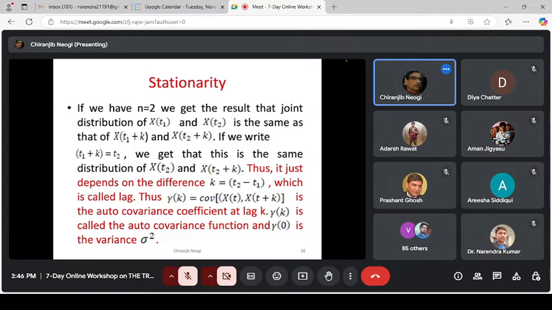Now, if we write t1 plus k equal to t2, we get the same distributions of xt2 and xt2 plus k. Thus, it just depends on the difference k, t2 minus t1, which is called the lag. The k means lag. Now, this covariance is the autocovariance function at lag k.